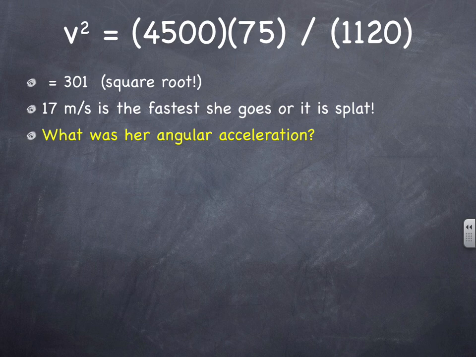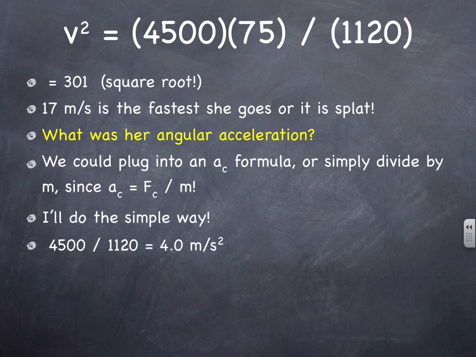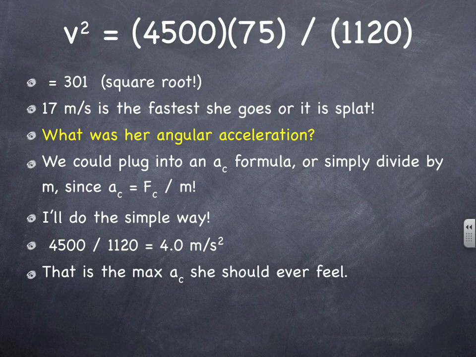What is her angular acceleration? Again, angular acceleration is just another way of saying centripetal acceleration. Sometimes that comes up where we phrase it differently, but it's the same thing as centripetal acceleration. So we could plug into an ac formula and we get the same answer, but I think it's easier to just use F equals ma. So a is F over m. I'm just going to take the F that I gave you and divide it by the m that I gave you. And if you do that, we end up with 4 meters per second squared. So that is the most acceleration that she is going to feel because she's moving around in a circle.